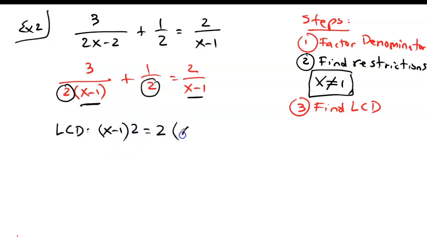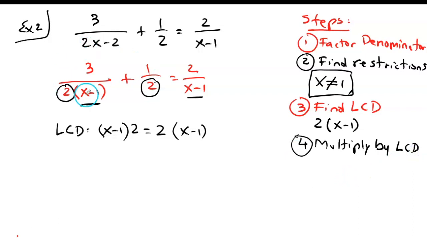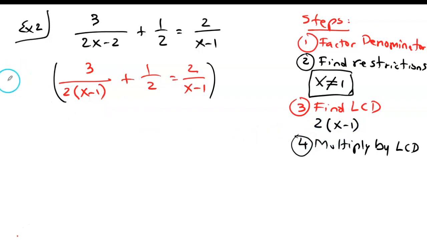Let me organize this. X minus 1. Should I multiply? No. You're looking for the factors, so I'm going to keep it like that. I don't want to distribute that 2. I want to keep them as factors, multiplication. Now I have to multiply my whole equation by the LCD. My LCD is 2 times x minus 1. Just in case, I'm going to put 1 on the denominator, so you don't make a mistake of multiplying the top and the bottom by the same thing. So multiply by the LCD. That's step number 4.